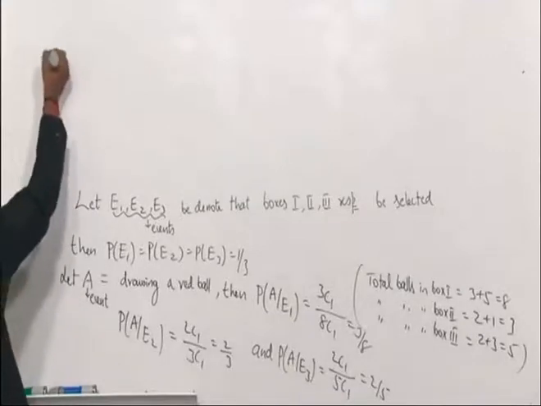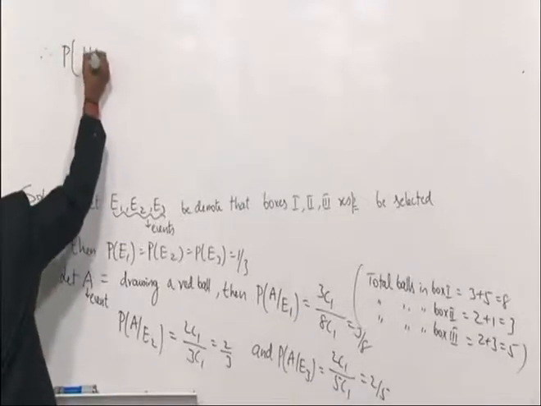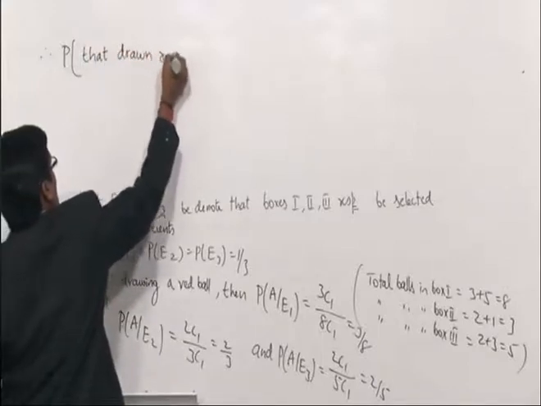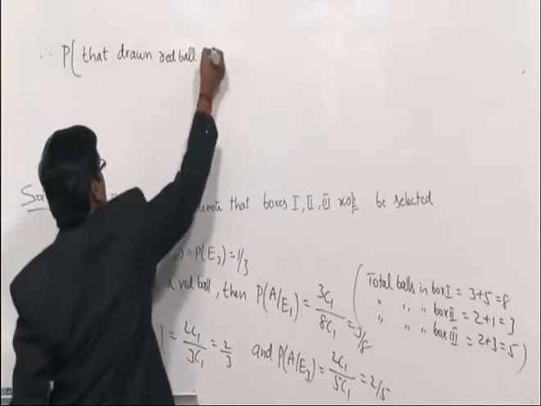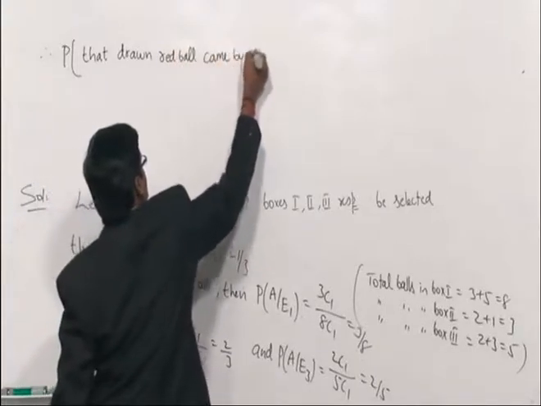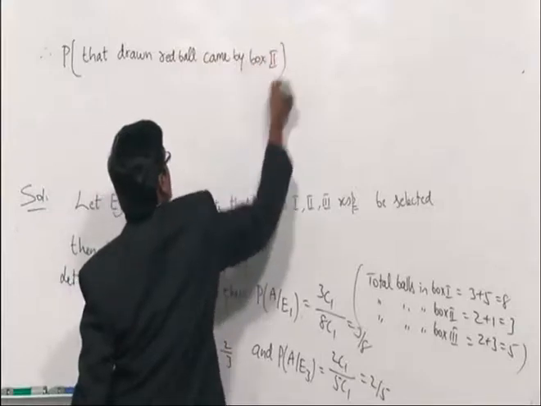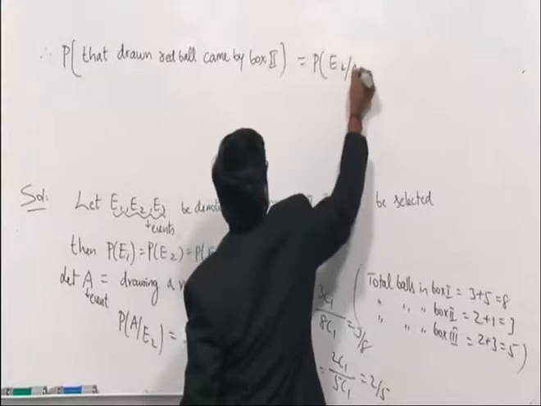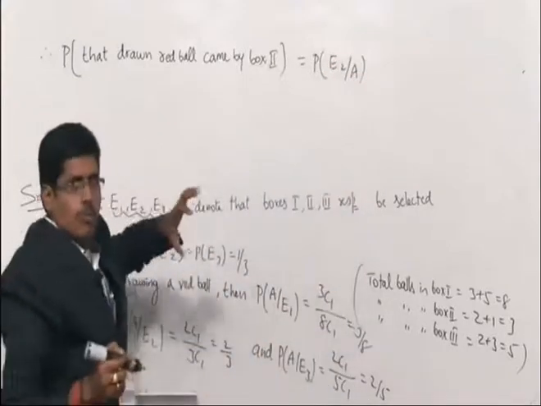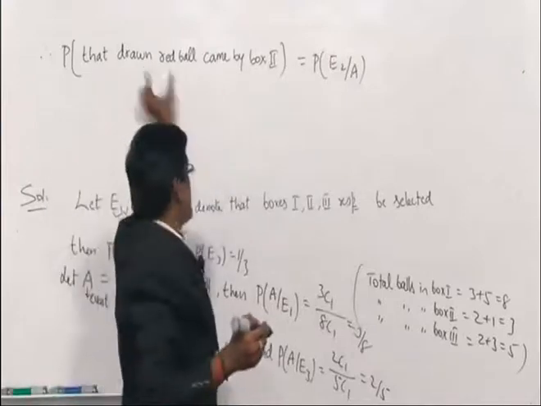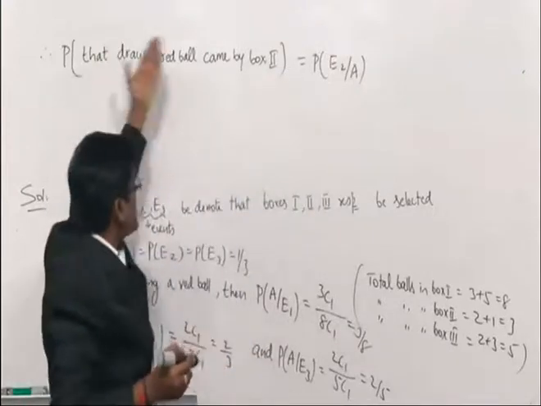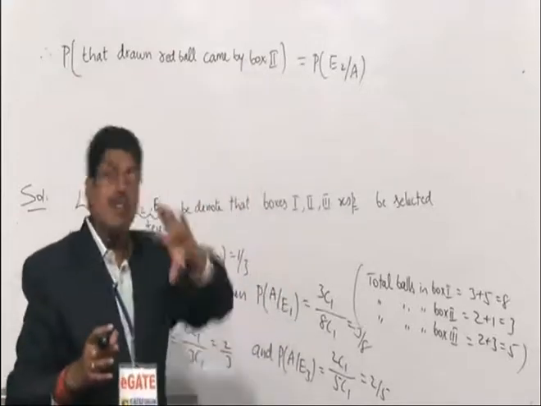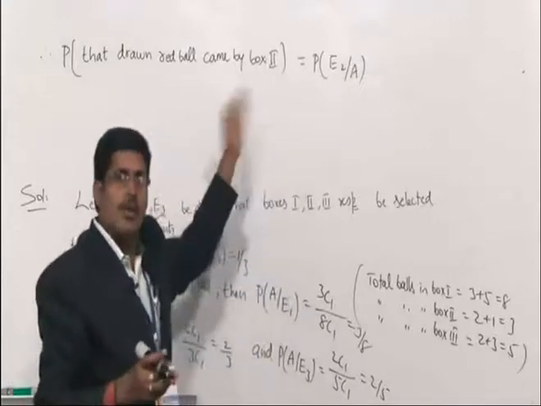Therefore, the probability that the drawn red ball came by box 2 is nothing but the reverse way, E2 given A. Here the drawn red ball has already happened, so please keep that corresponding letter in the denominator. This probability is concentrating on which sentence? It came by box 2. That means box 2 is kept in the numerator. Box 2 is denoted by E2. That is reciprocal, going back.